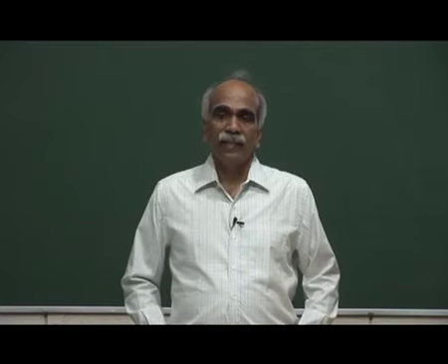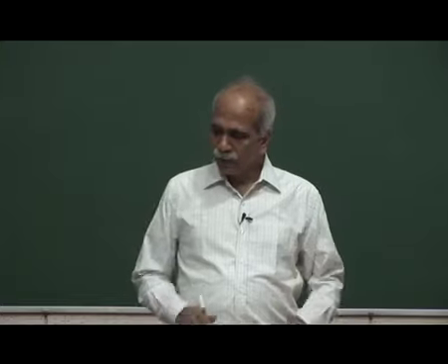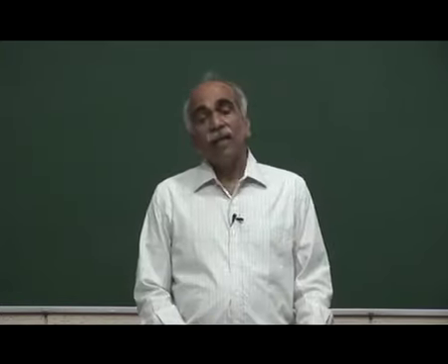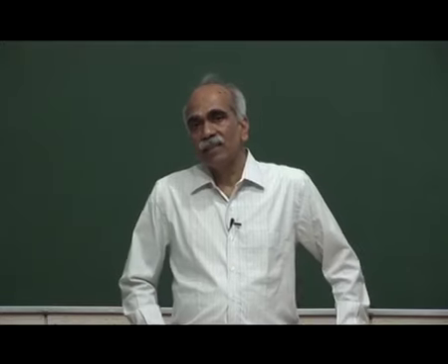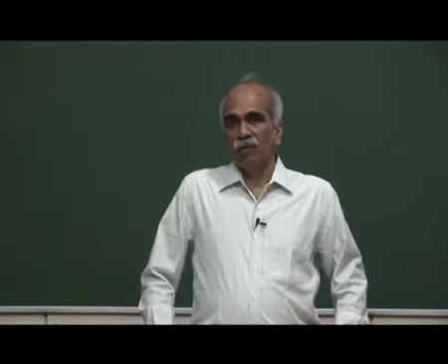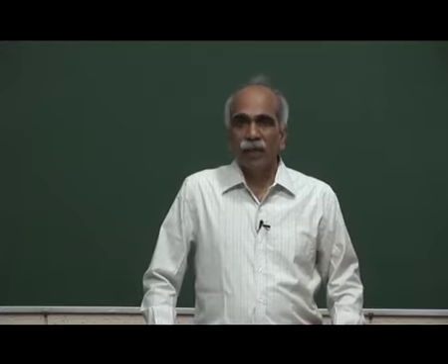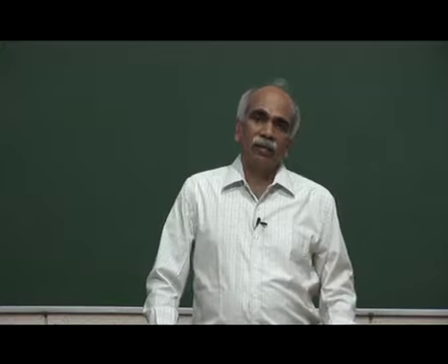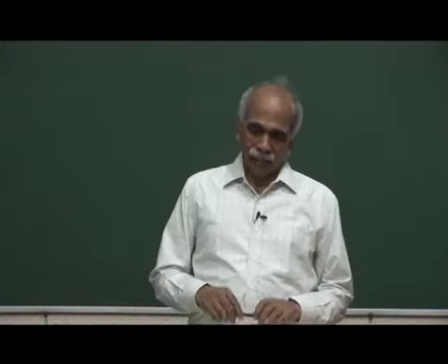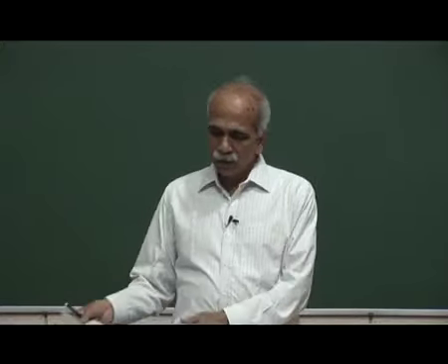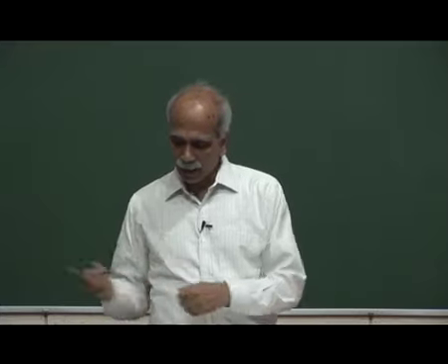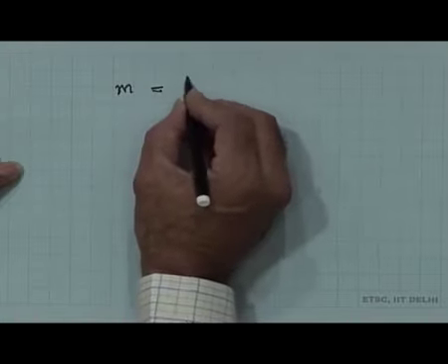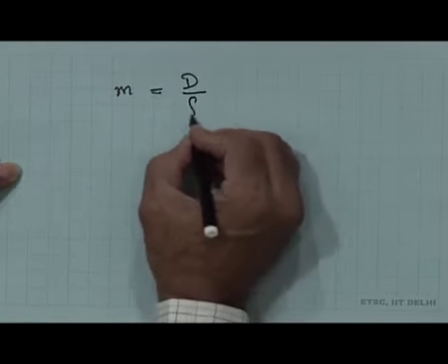Welcome to this next lecture in the optics module, lecture 9, microscopes and telescopes. In the last lecture, we discussed the basic principle of a simple microscope or a magnifying glass. So, we saw that the magnification is given by m is equal to d by f.